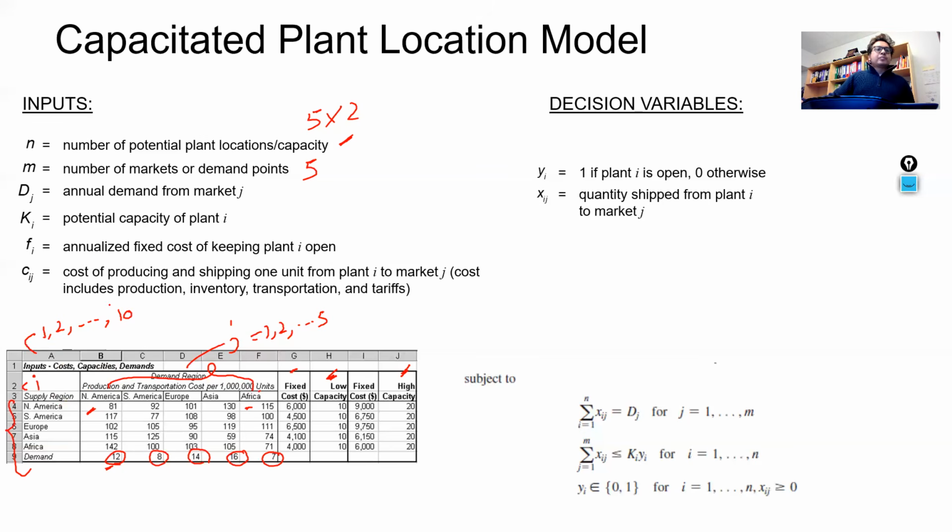So when we say D5, then we will refer to the demand of Africa. When we say D3, then we would refer to the demand of Europe, and so on. So it's just one way of simplifying how we refer to all the demand locations. Similarly, for supply regions, for example, here we see K_i, which is the potential capacity of plant i.